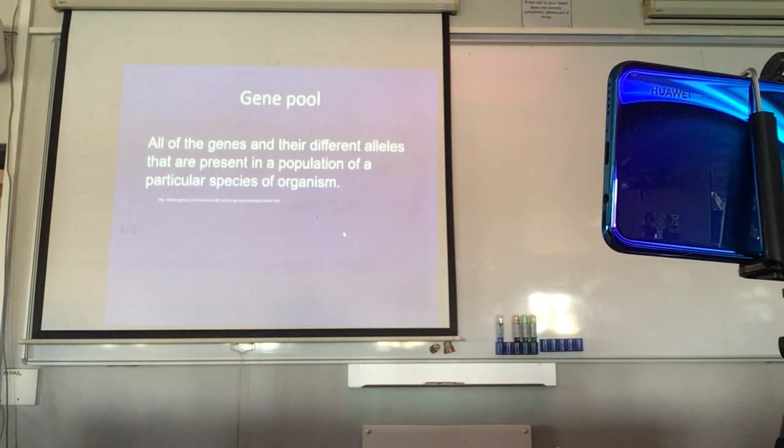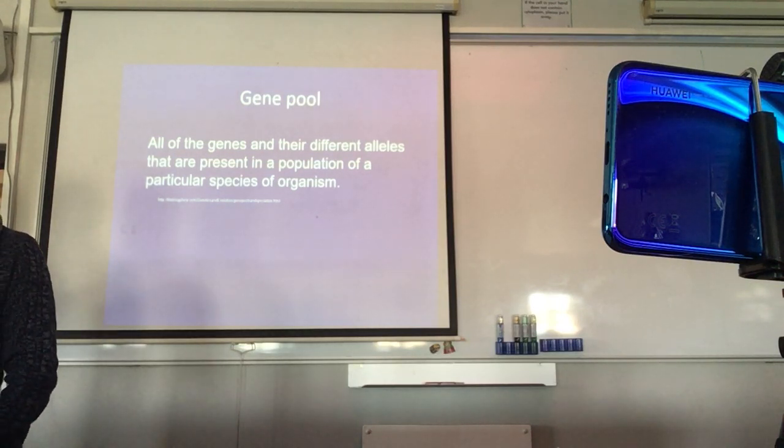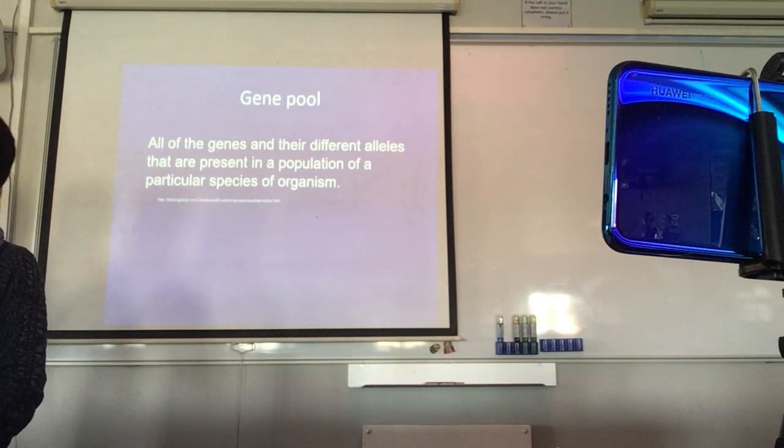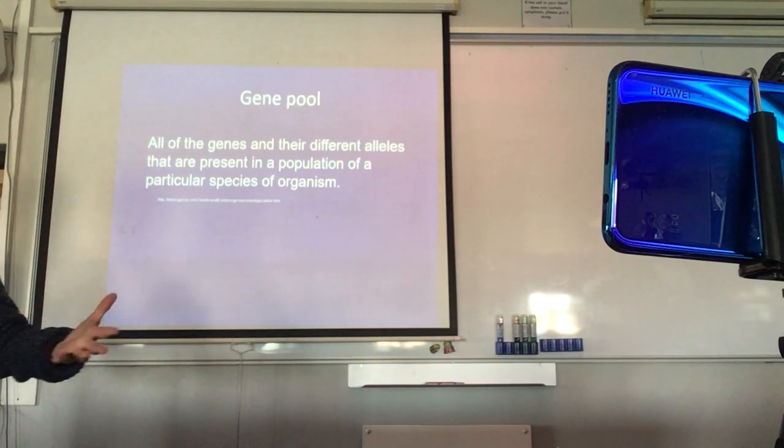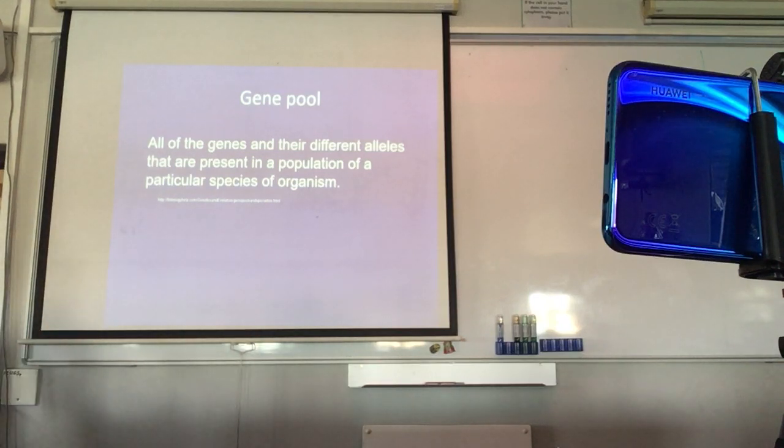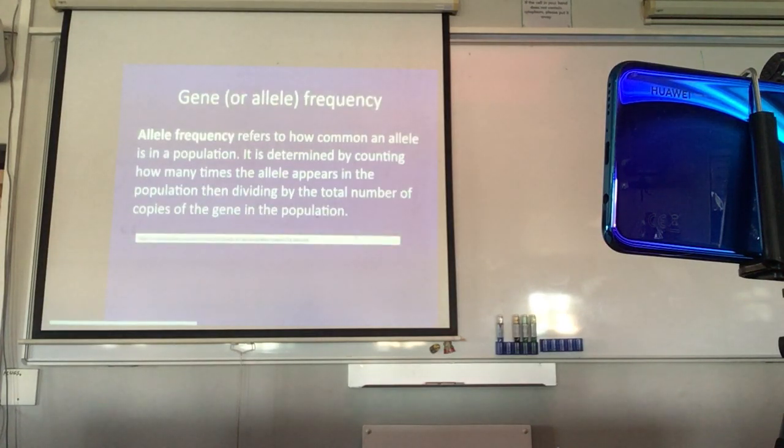Now, on Monday, I don't know if I mentioned gene pool. I sort of did. I said, all humans, we've got a gene pool. It's all the genes that we have for everything, all the different alleles for hair color and eye color and tallness and nose shape and ear shape. We've all got lots of alleles, and all those alleles form the gene pool. You see so much variation, but we're still one species. And that gene pool changes over time. And the gene or allele frequency changes over time too.